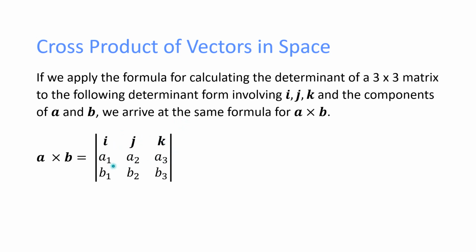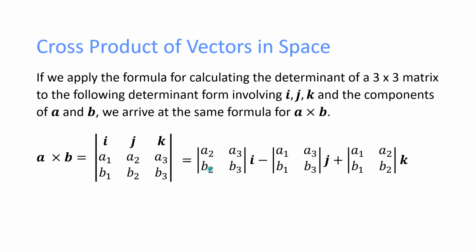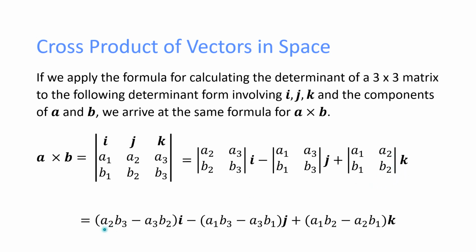We have the components of A and B: A1, B1, A2, B2, A3, B3. And this would equal the determinant of A2, A3, B2, B3, i, minus the determinant of A1, A3, B1, B3, j, plus the determinant of A1, A2, B1, B2, k. And this gives us (A2 B3 minus A3 B2) i minus (A1 B3 minus A3 B1) j plus (A1 B2 minus A2 B1) k, using the concepts of determinants.